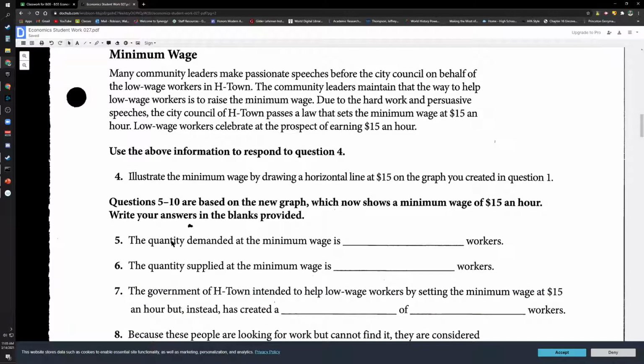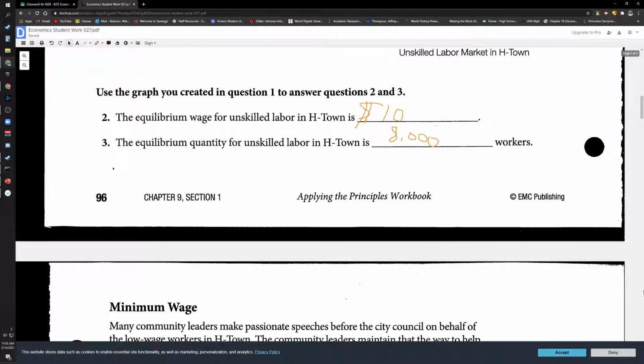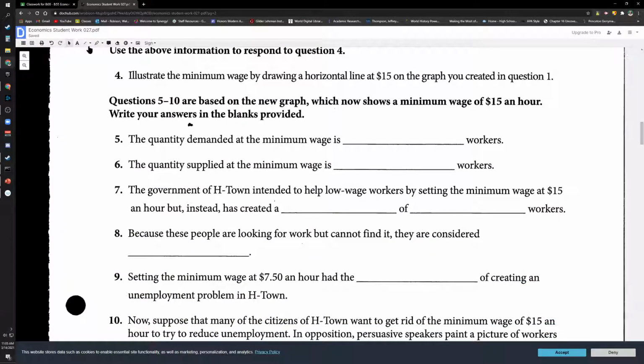Now it says the quantity demanded at the minimum wage is how many workers. So we're looking at demand. Here's demand, and that's where they intersect right there. 3, but it's not 3, it's 3,000. Don't forget that, okay? Obviously if you don't want to draw this out because it looks terrible, don't do it. You can add a text box. I have no problem with that. So there's 3,000.